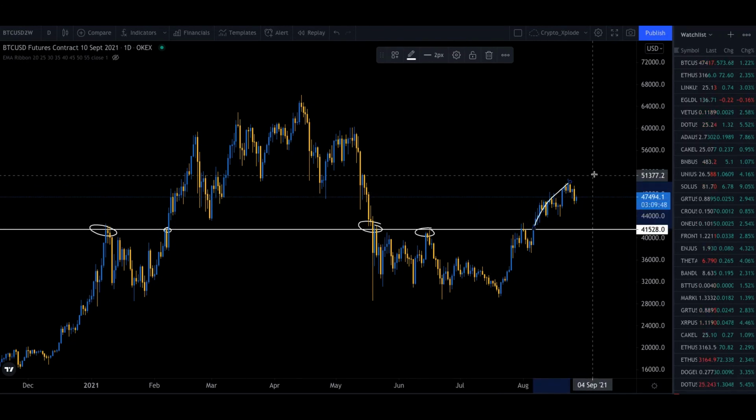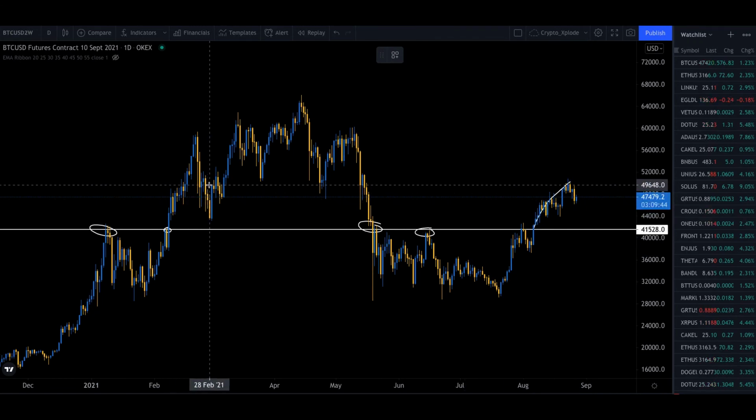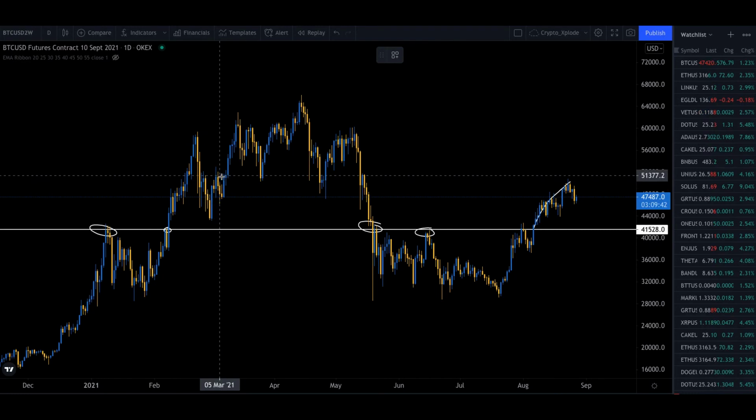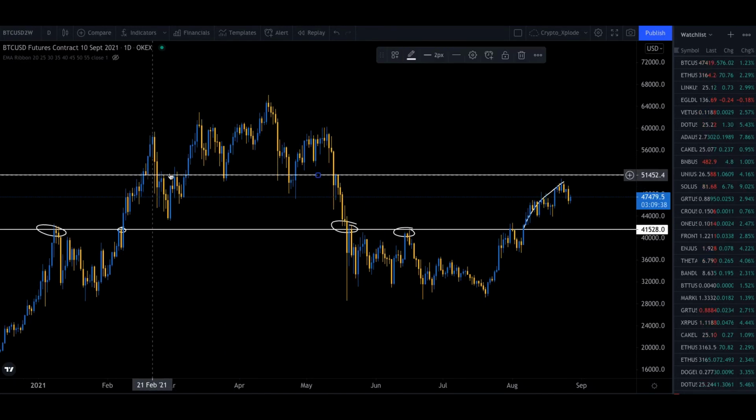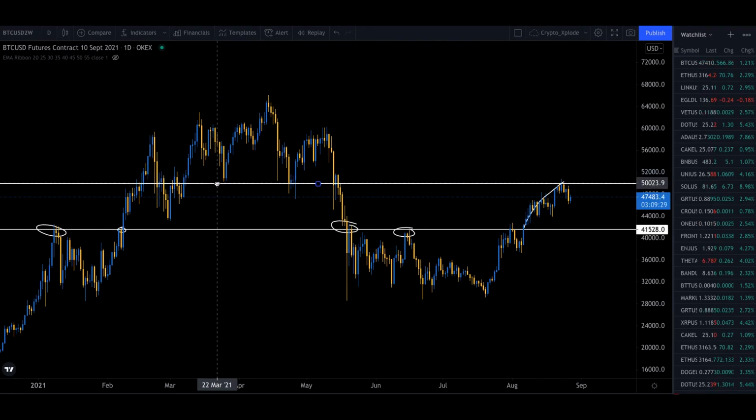Now, as we're going into the uptrend, we want to make sure that we know exactly what the next strong resistance level will be. And you can see here 51K. 51K is a very important level. Also, you can see there's another one right here, okay?